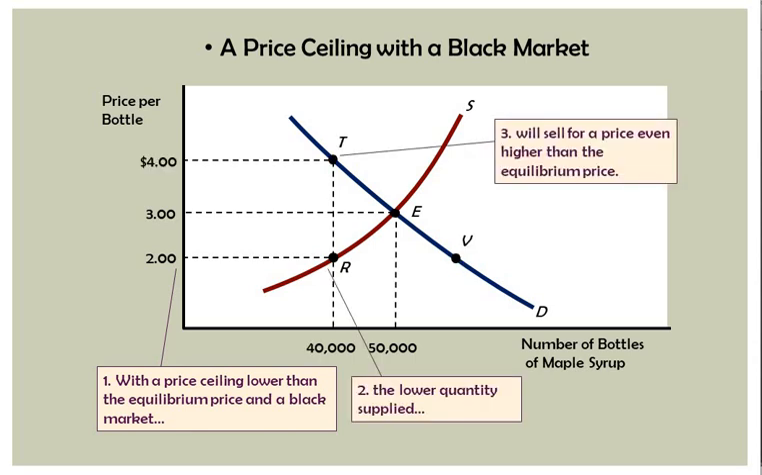Alright, so about the graph for the price ceiling with the black market, as you can see, with the price ceiling lower than the equilibrium price and the black market. Mapapansin po natin, pag bumaba po ang presyo, obviously, the quantity supply will become low and will sell for a price even higher than the equilibrium price. So, dito naman pumapasok ng black market. Ibig sabihin, nagiging hindi naman masama. It just so happen na nagiging illegal siya because these businesses are not following the rules by the government.